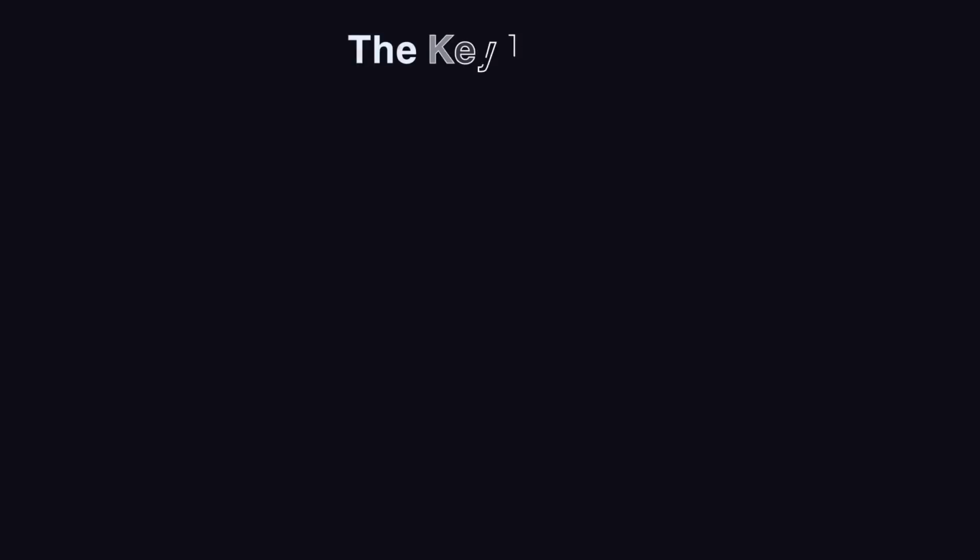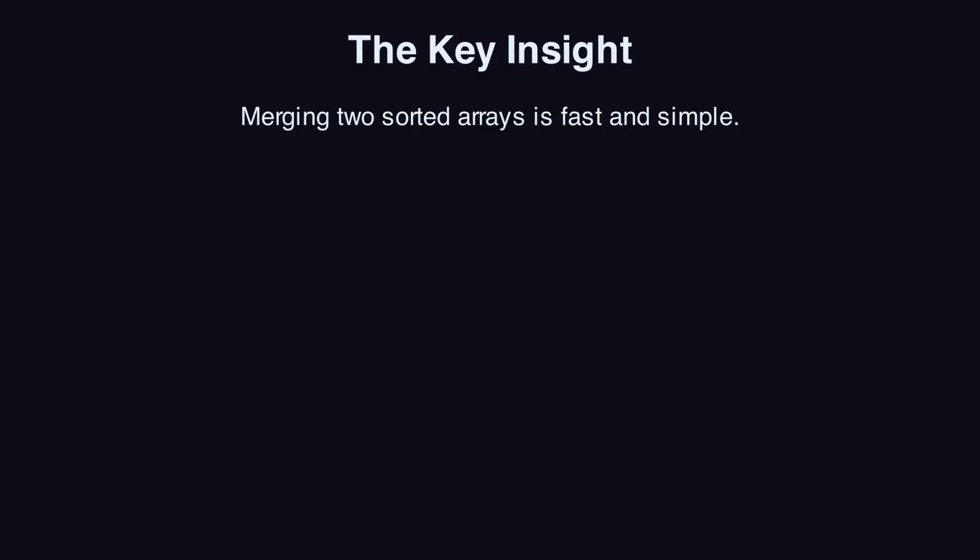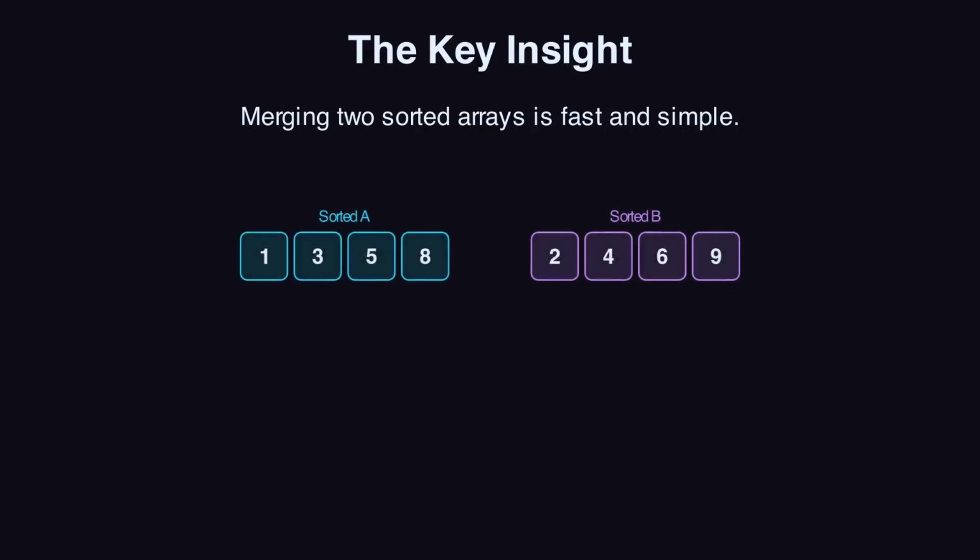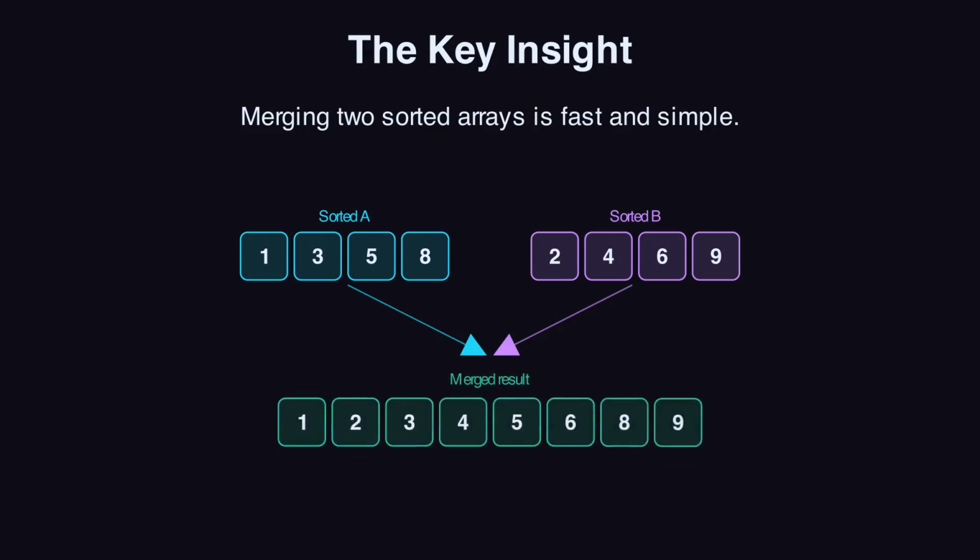Here's the key insight behind merge sort. Merging two already sorted arrays is incredibly easy. You put a pointer at the front of each array. Compare the two front elements. Take the smaller one, advance its pointer. Repeat. You touch each element exactly once. That's O(n), linear time.